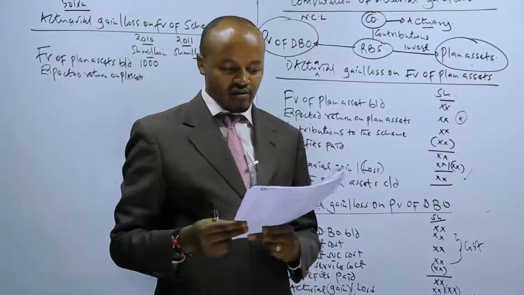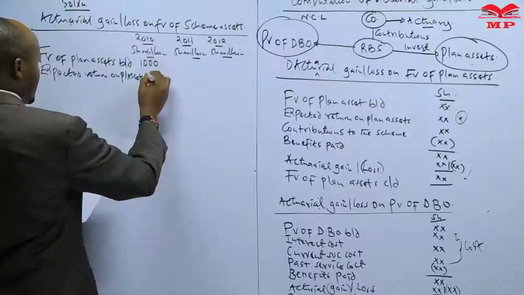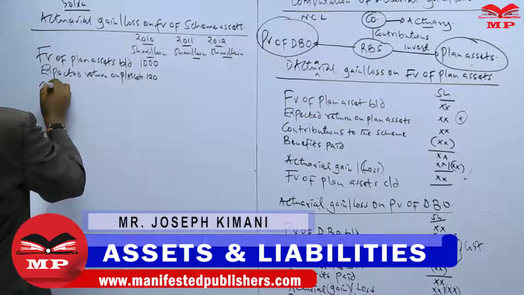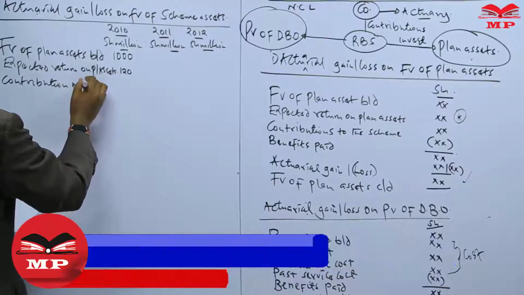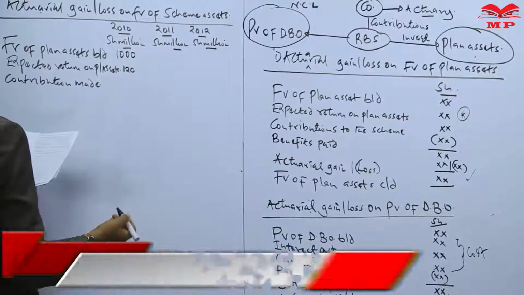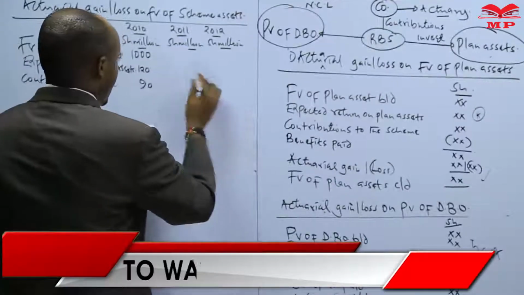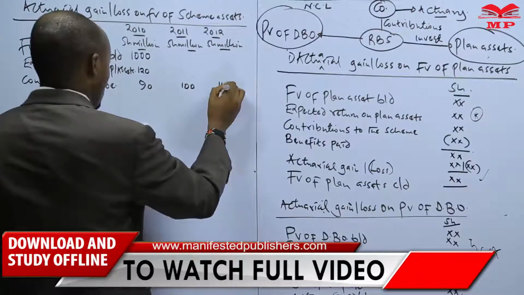If you go to the information above the first paragraph, you'll see that we are given the expected rate of return on the scheme asset, and for the first year it is 12%. So we get 12% of that, which gives us 120. To this we then add the contributions made to the scheme, which we have in the information under the first paragraph. We can record them for the 3 years: 90, 100, and 110.